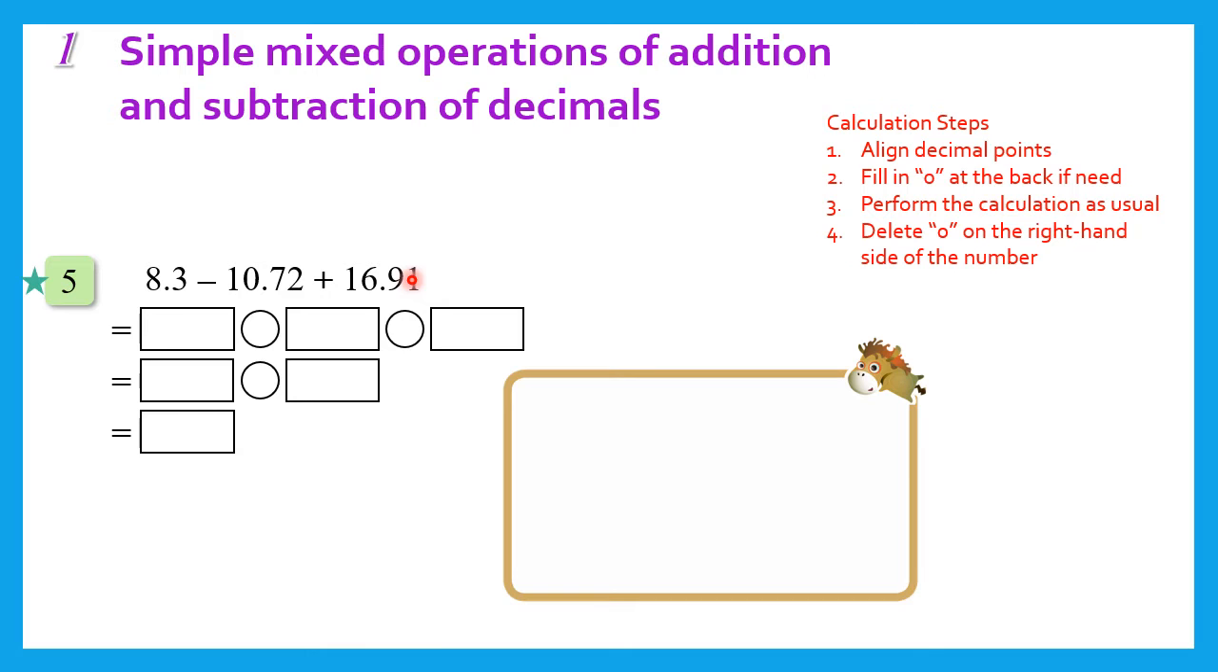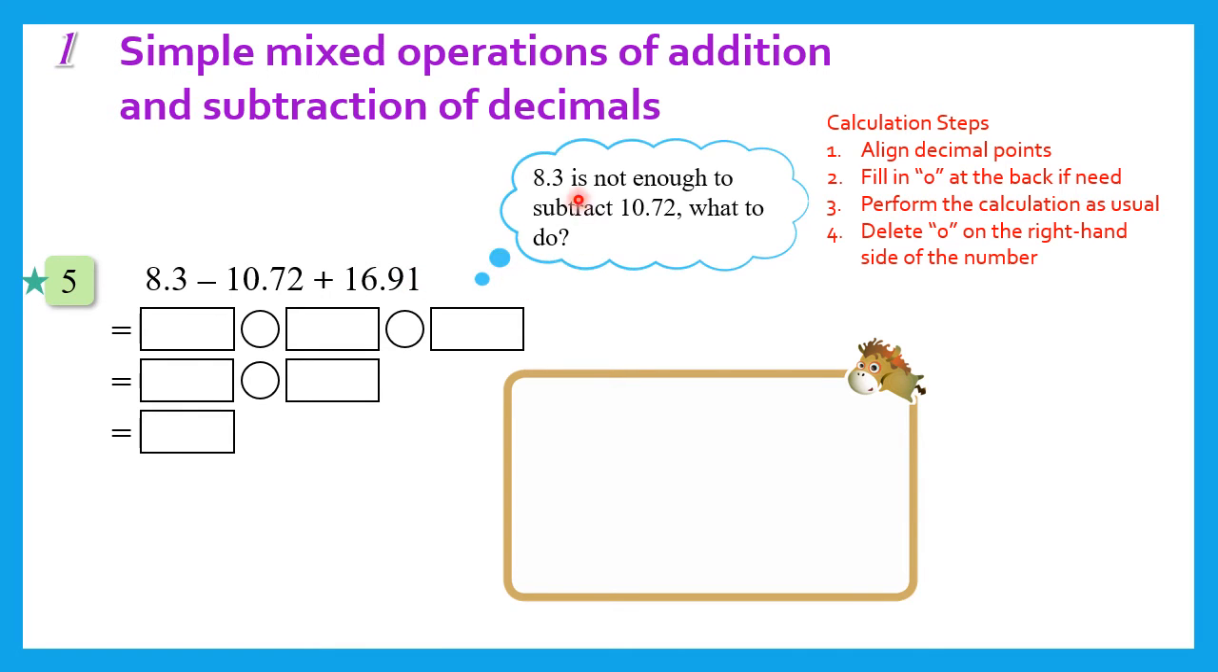Question 5, you see that we have the number here, and you found that 8.3 is not enough to subtract 10.72. So what you have to do is arrange the order. If you arrange the order, you have to arrange it as a whole together with the operation before the number. So for this one is minus 10.72, and this one is plus 16.91. So you have to change it first. 8.3 plus 16.91 minus 10.72, and then you can do the calculation one by one for these two.